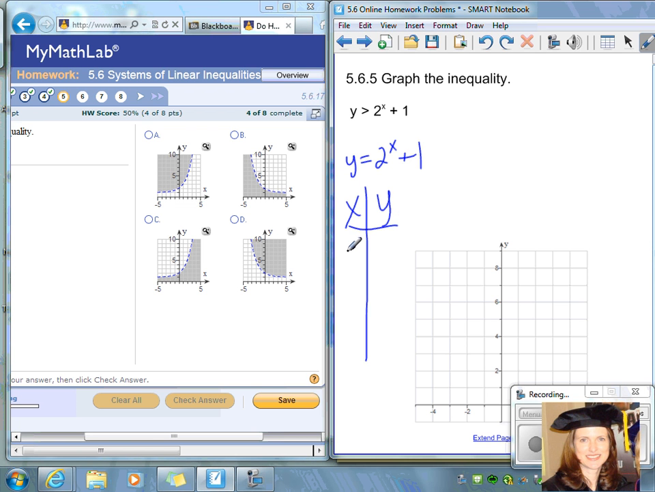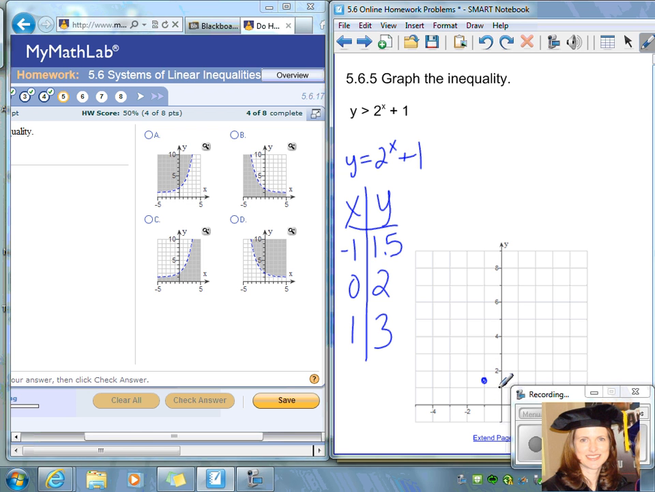If I plug in, say, -1, 0, and 1, plug in -1 for x, we get 2 to the -1 power, which is a half, plus 1, we get 1.5. Plug in 0, 2 to the 0 power is 1, 1 plus 1 is 2. Plug in 1 for x, 2 to the first power is 2, plus 1 is 3. So this just gives us a few points to start off with.